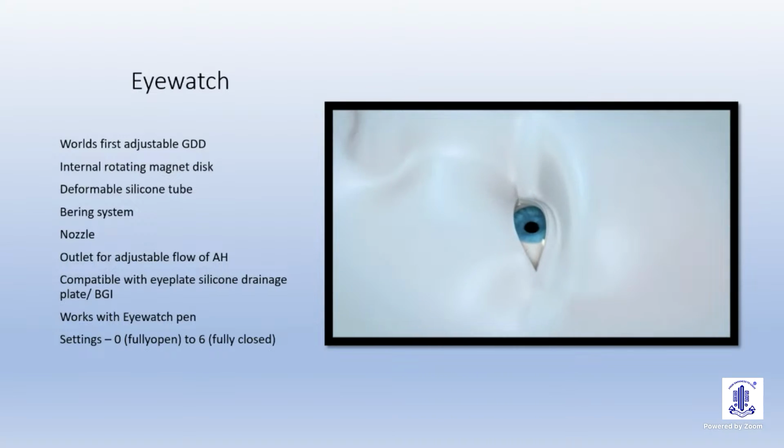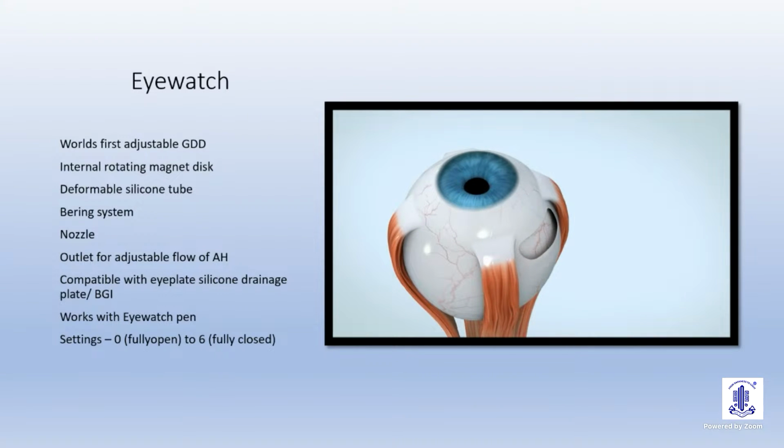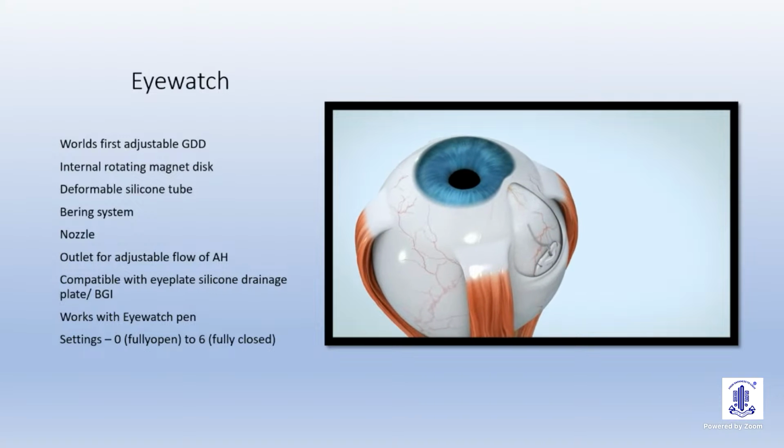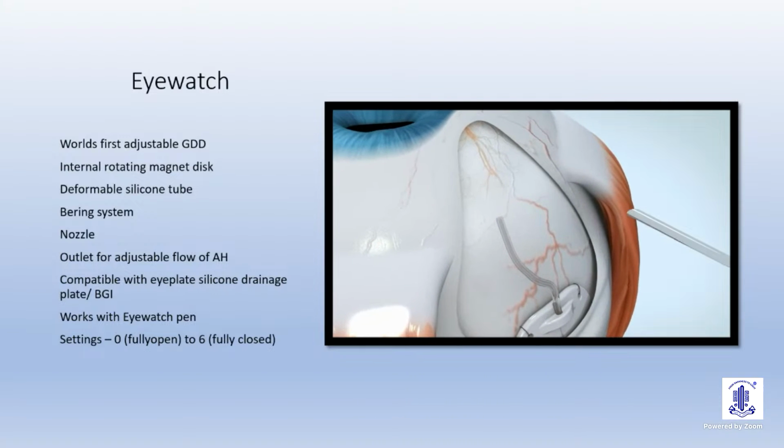To implant the iWatch system, first implant the iPlate in a manner similar to other glaucoma drainage devices. Then, create an opening to the anterior chamber using a 25-gauge needle. Insert the nozzle of the iWatch into the anterior chamber and secure the device in place using 10-0 sutures. Connect the tube of the iPlate to the outlet of the iWatch.